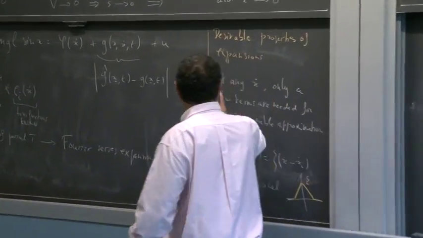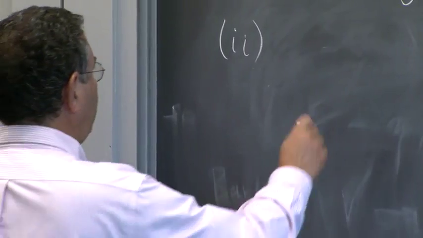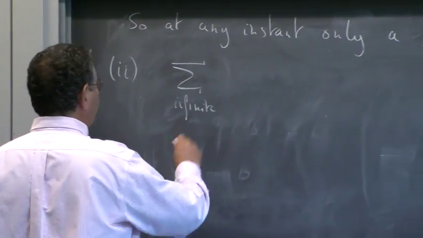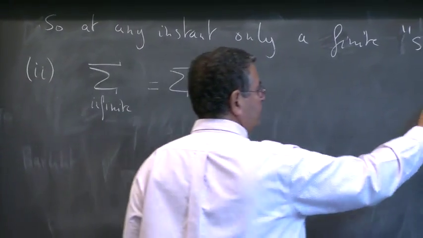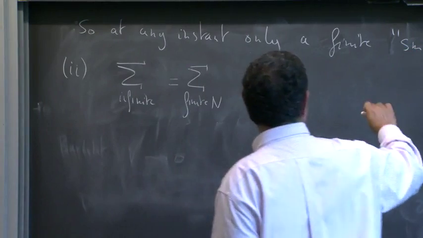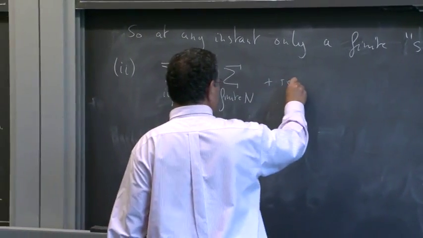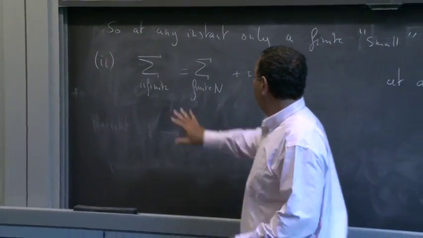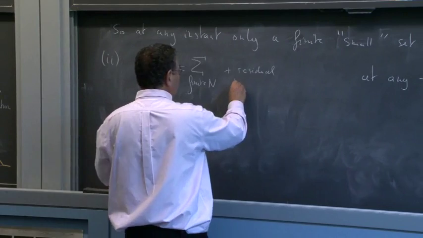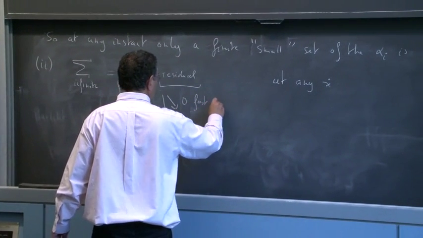Linked to this, the second desirable property, so this was 1, 2 could be this infinite sum, which is the expansion, at any point we want it to be equal to this finite sum of, let's say, n terms plus the residual. That's what I said before. At any point, this infinite sum we approximate as a finite set of terms plus a residual. But now I want to add an extra condition: I want the absolute value of this residual to tend to 0 fast as n increases.